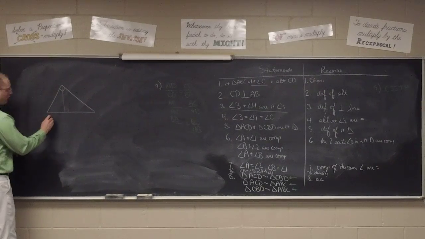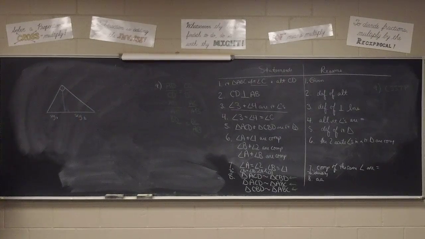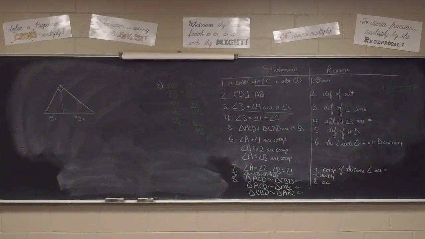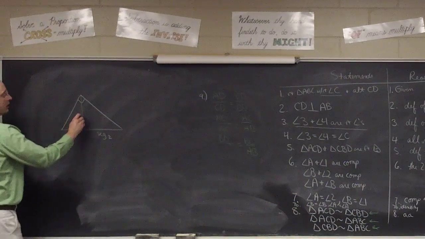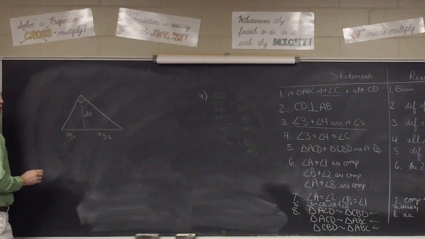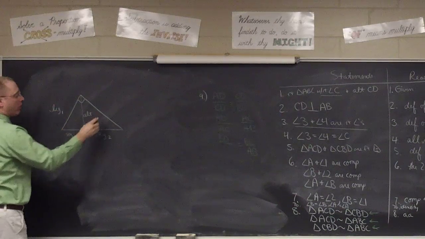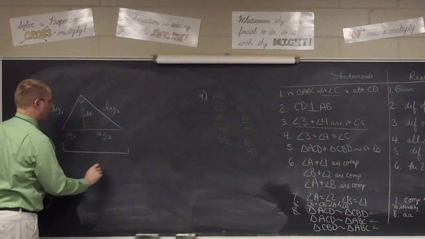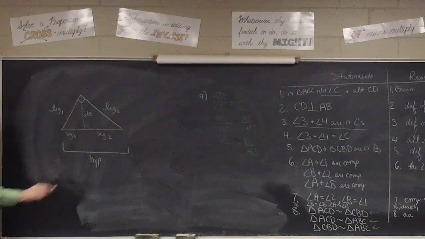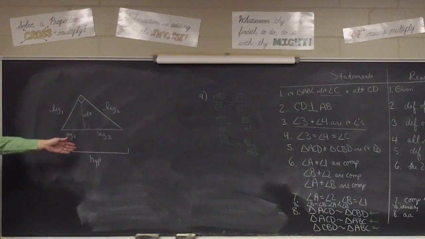I want you to label segment 1, segment 2. I want you to label altitude. I want you to label leg 1, leg 2, and I want you to label hypotenuse. So we have 2 legs, we have hypotenuse, and we have 2 segments of the hypotenuse formed by this altitude.